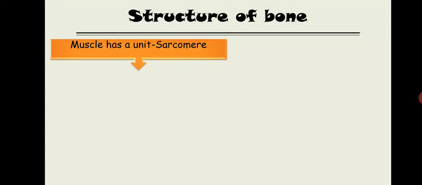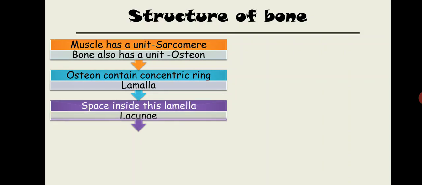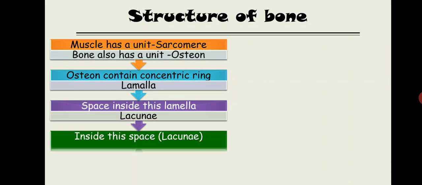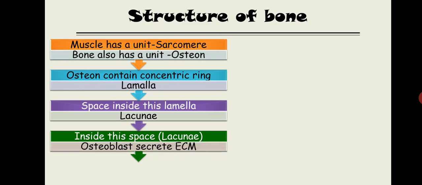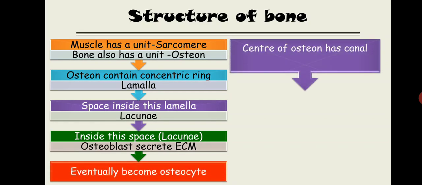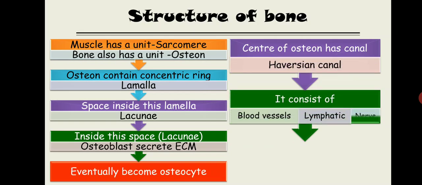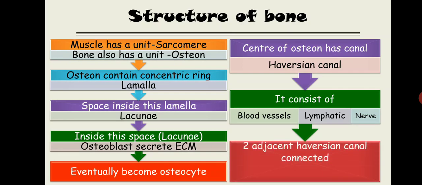The muscle has a unit known as the sarcomere. In the same fashion, bone also has a unit known as the osteon. That osteon contains concentric rings known as lamellae, and the space inside the lamellae is known as lacunae. Inside this space, lacunae, there is an osteoblast that secretes the extracellular matrix and eventually becomes the osteocyte. Got it? Now in the very center of the osteon there is a canal. That canal is known as the Haversian canal, and it may contain blood vessels, lymphatics, and nerves. And two adjacent Haversian canals are connected to each other via Volkmann's canal.